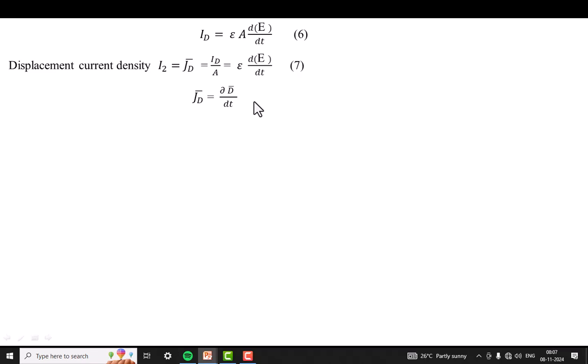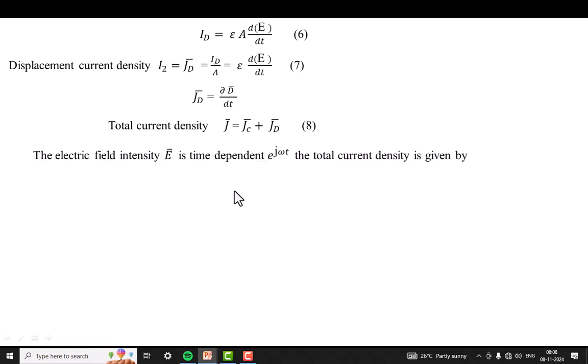In this case, whatever current is passing through the capacitor is the displacement current. The current exists in the capacitor only because of a time varying electric field. Now the total current J bar equals conduction current plus displacement current. Substitute the conduction current value and the displacement current value here. For the time varying field, we can write it as conductivity of the conductor into E bar plus epsilon dou by dou t into E bar.